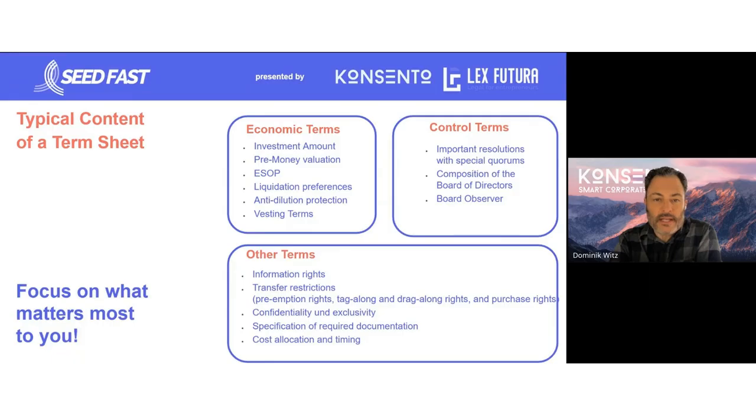How many details of the term sheet need to be defined? For example, does the term sheet stipulate that there shall be vesting terms and details are regulated in another document? Or are all the details, like what you mentioned before, the good and the bad leaver, regulated in the term sheet itself?